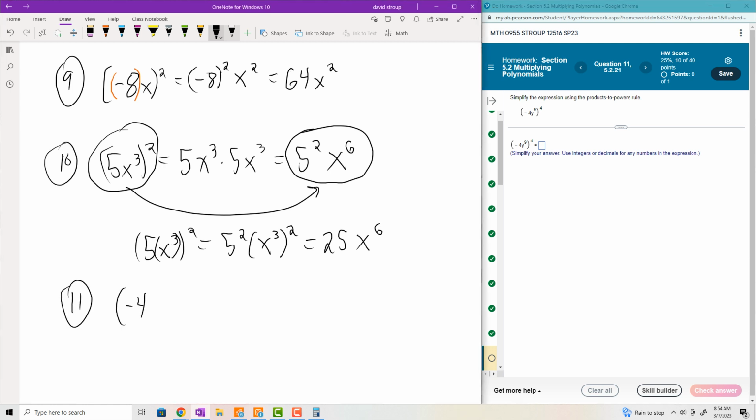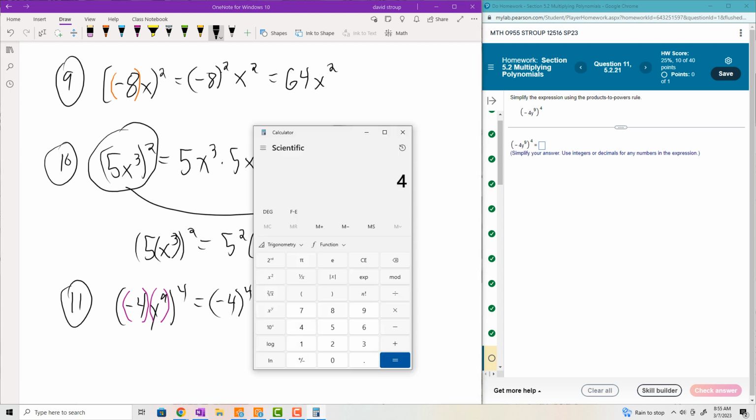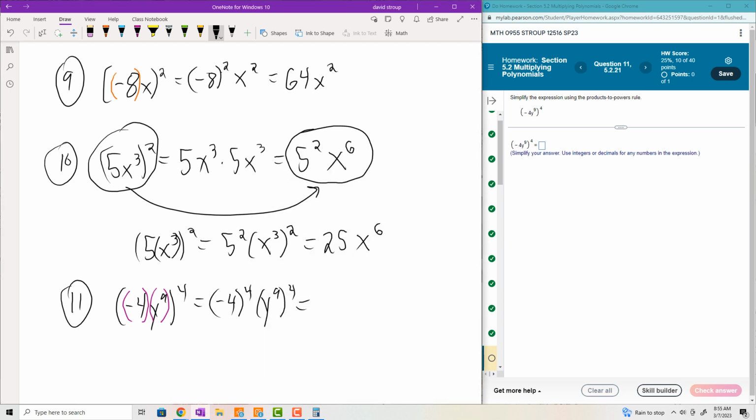I have negative 4y to the 9th, all raised to the 4th. So here I'll raise this negative 4 to the 4th, and then you raise y to the 9th to the 4th. So I have negative 4 to the 4th, and then y to the 9th to the 4th. So I can figure out negative 4 to the 4th. A negative to the 4th power, that's an even power. 4 is divisible by 2. So it'll end up being positive, and then 4 to the 4th is 256.